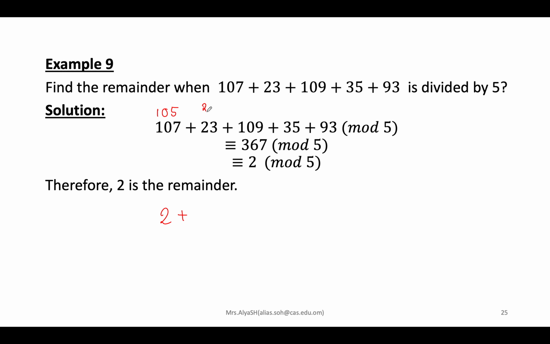For 23, the nearest multiple is 20, so the remainder is 3. For 109, the nearest multiple is 105, so the remainder is 4. For 35, the nearest multiple is 35, so the remainder is 0. Then we have 93, the nearest multiple is 90, so the remainder is 3. So all of these mod 5.